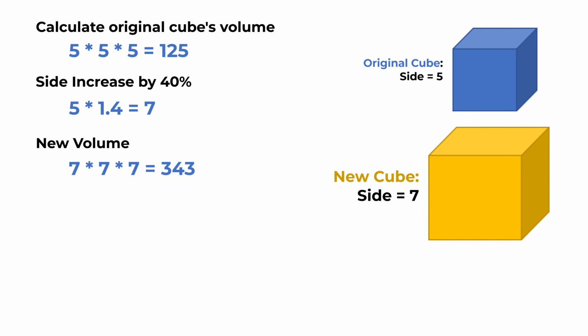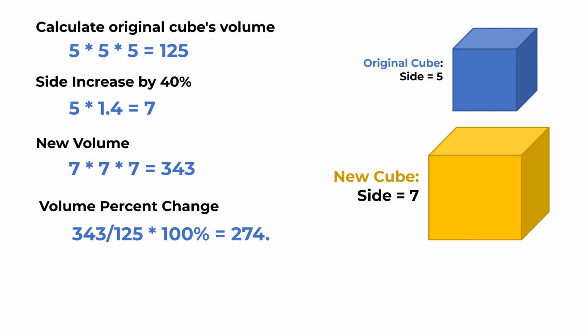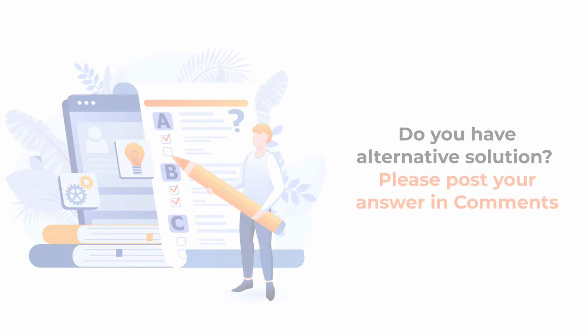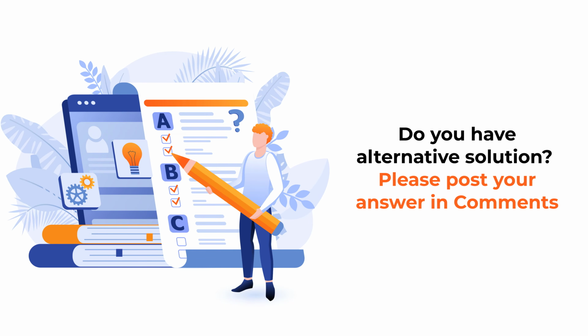The volume change in percentages can then be calculated as new volume 343 divided by old volume 125 and multiplied by 100%. The end result of this calculation is 274.4%. So the correct choice here is choice A, 274%. Hopefully you've nailed this question and now know how to answer similar problems on the test.